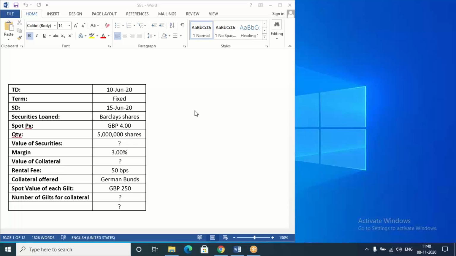Right. So guys, calculate this. So we said securities loaned is Barclays shares. Spot price is £4 each. The quantity of shares that is going to be loaned is 5 million. So calculate the value, calculate the collateral, right? Collateral offered is going to be German bonds. The value of each bond is 250 GBP.